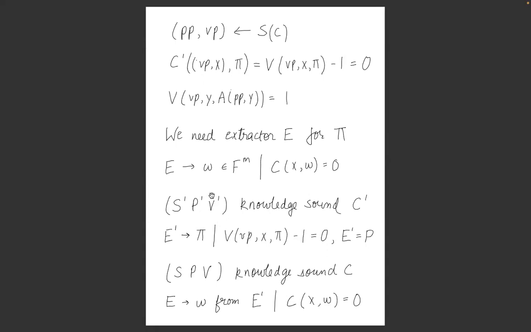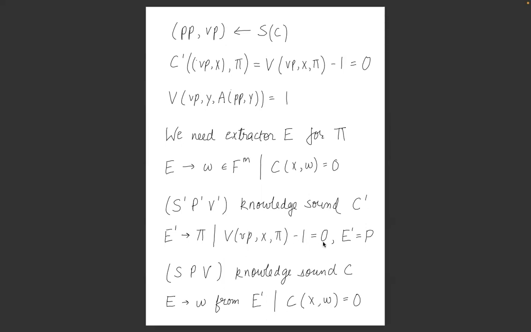So the way knowledge soundness is defined is that, suppose we have S prime, P prime, V prime, the outer SNARK circuit. Given that the outer SNARK is knowledge sound for some circuit C prime, we always have some extractor E prime, which can extract the witness. Remember that the witness in this case is just the inner proof. So this can extract the inner proof, such that the circuit is satisfied. Again, C prime is the verifying circuit of the inner proof.